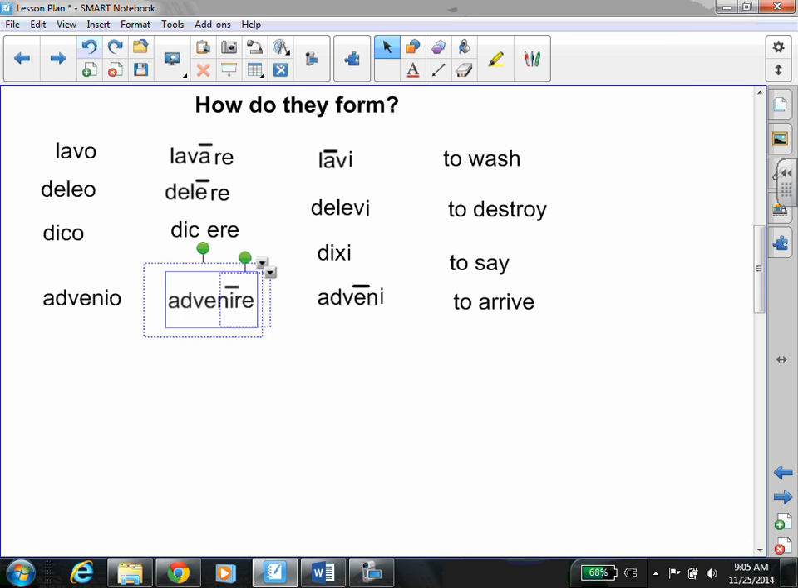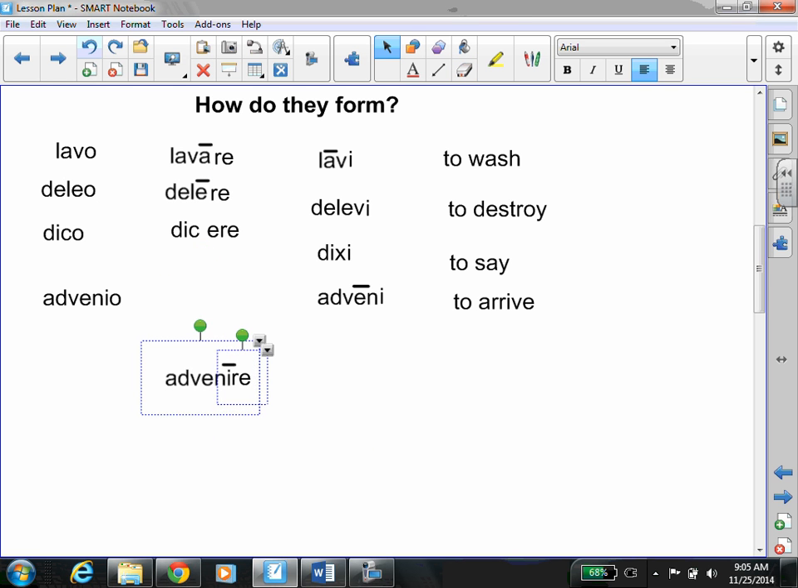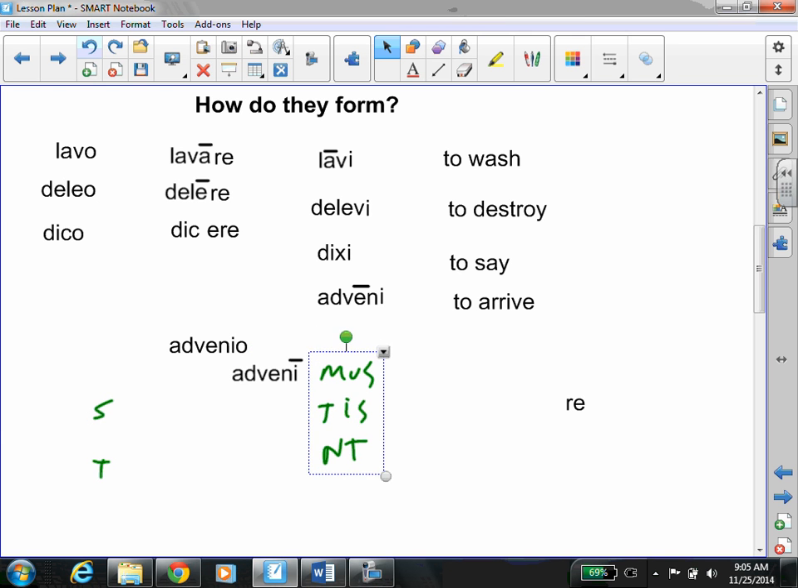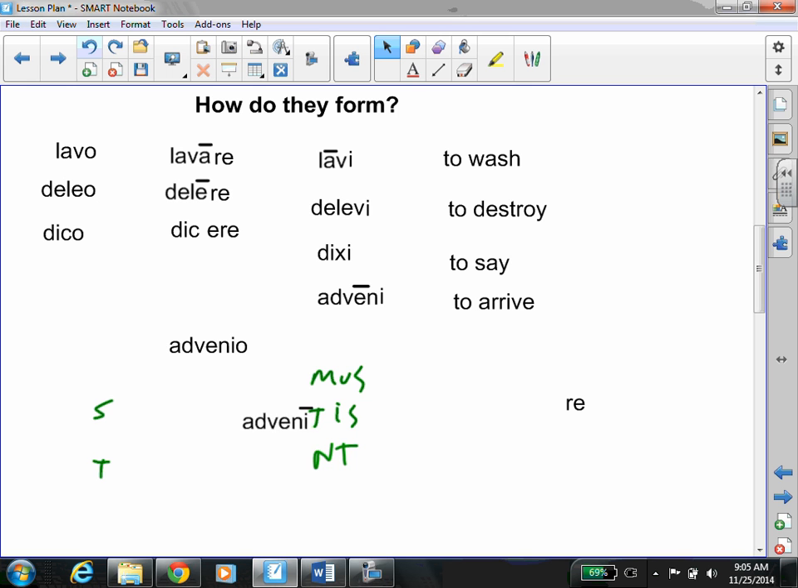So we start with advenire. We take off that RE, there's a long mark, so we get to keep it. Advenio is the first person. Then we add our S, T, mus, tis, and unt. We add those endings. So I get advenis is you arrive, he arrives. We arrive, y'all arrive, and they arrive.